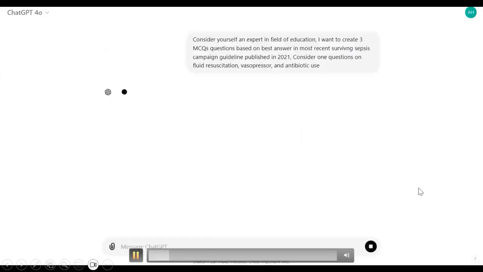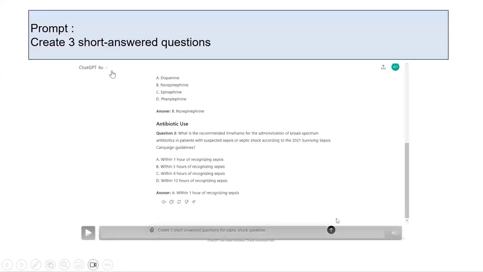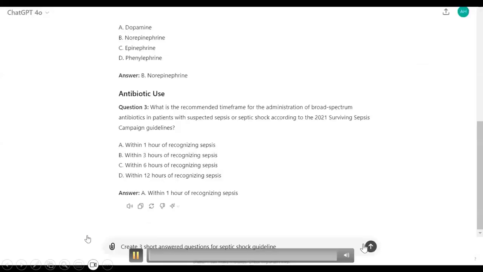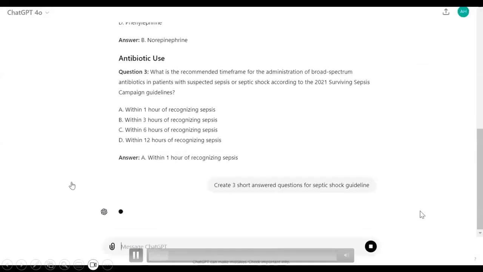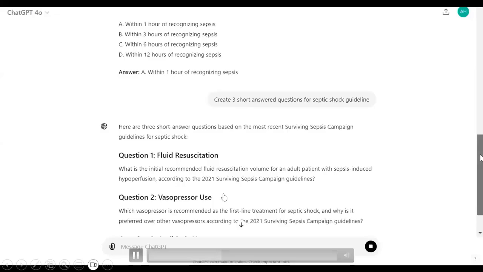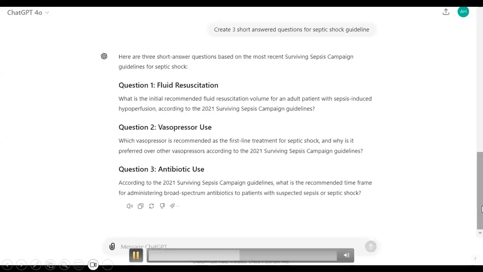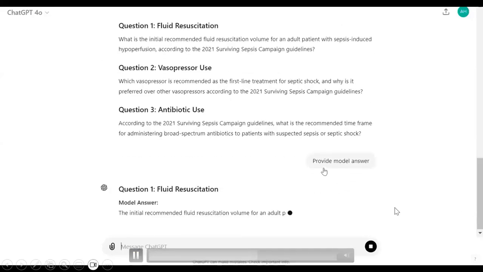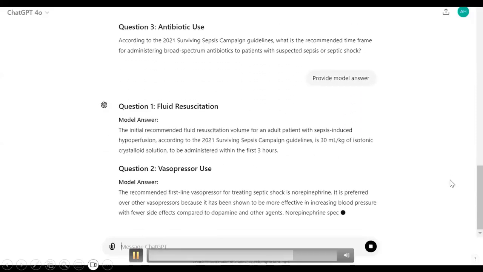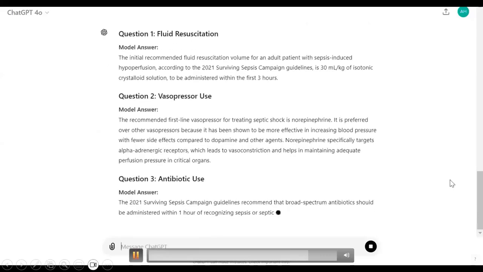And also we can change the type of the question. For example, we need to create 3 short answer questions, not MCQ, on the same topic, the septic shock guideline. So it starts by creating 3 short answer questions for the septic shock guideline. And then I asked it, please provide a model answer. So it starts by providing the model answer for each question.